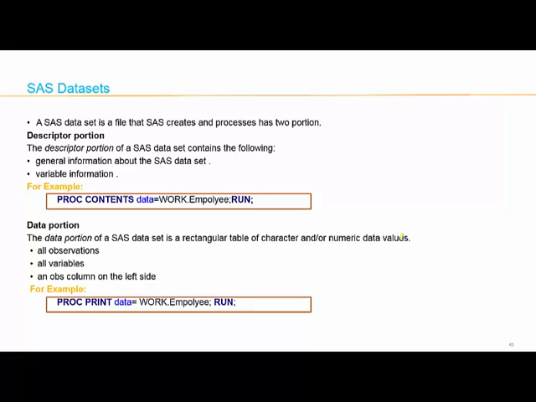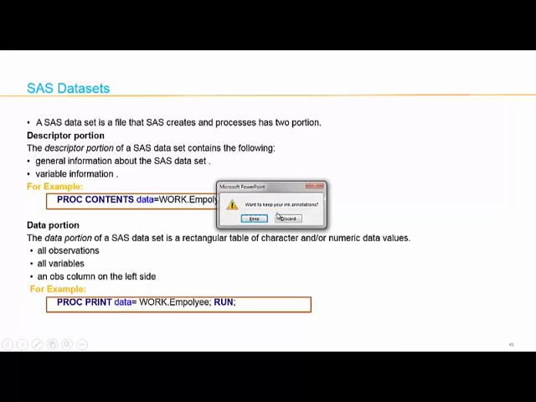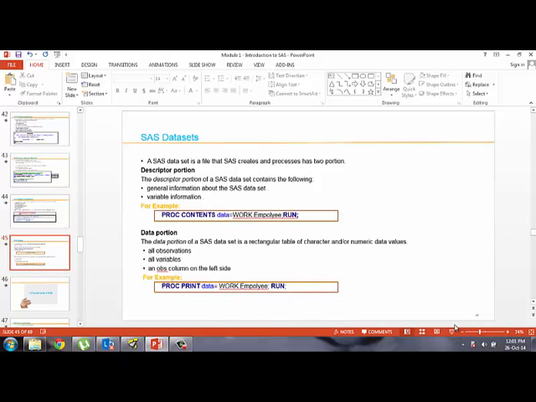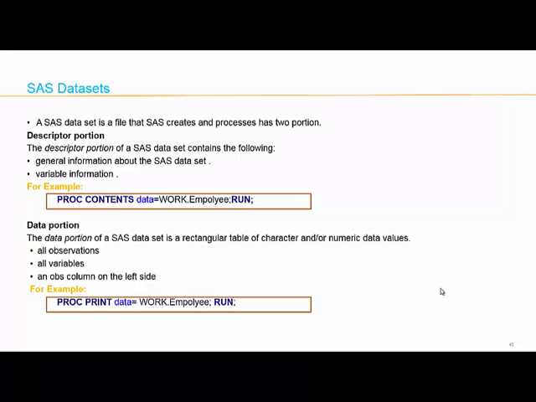Next, SAS data sets. So what's the use of SAS data sets? A SAS dataset contains two parts: one is the descriptive portion and the other is the data portion. Whenever you want to see the descriptive portion of a SAS dataset, that can be done by using a procedure called PROC CONTENTS. And if you want to see the data portion, like the actual values which are present in your table, that can be done by using a PROC PRINT statement.